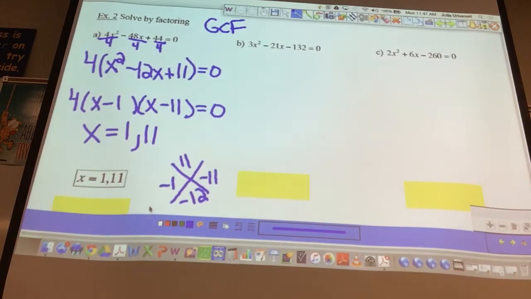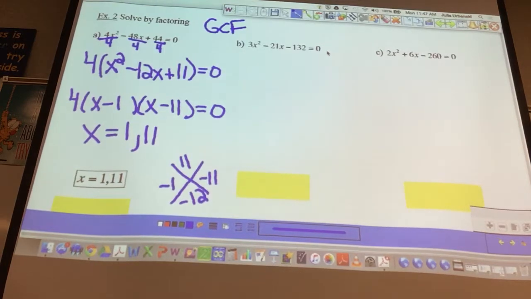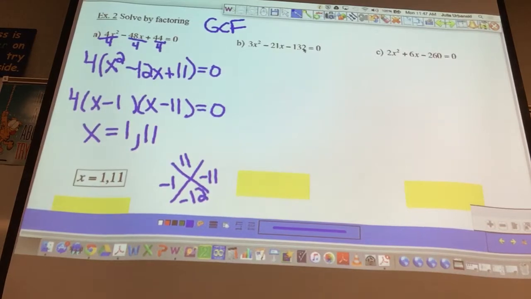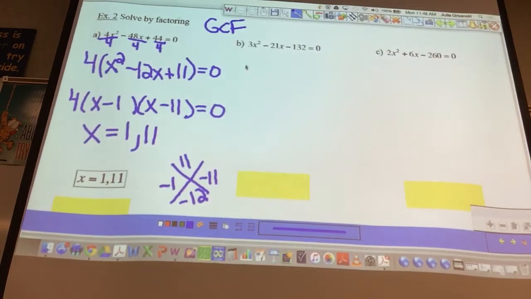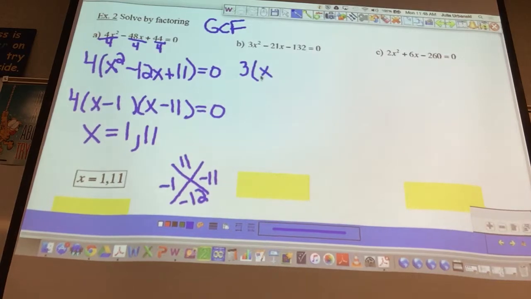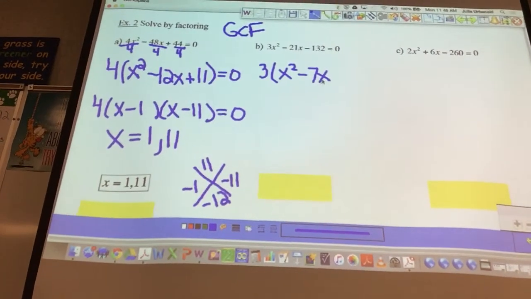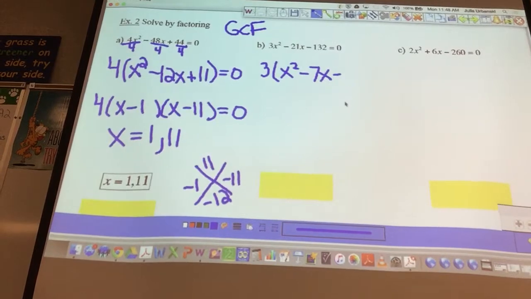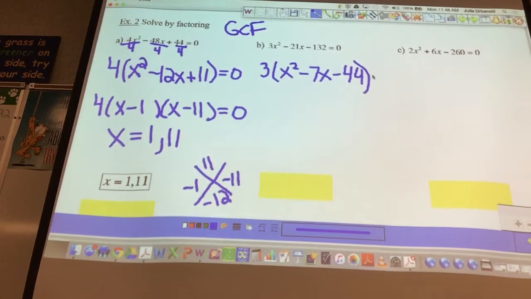Letter B looks complicated, but I see that there's a 3 there. And there's a trick to see if the number can divide by 3. You add up the digits. 1 plus 3 is 4. 4 plus 2 is 6. 6 can be divided by 3. So I know this number can be divided by 3. So help me out with your calculators. I can do the first one. 3x squared divided by 3 is going to be x squared. I can do the middle one. Negative 21x divided by 3 is what? Negative 7x. But I'm going to need your help with negative 132 divided by 3. Negative 44? Okay.